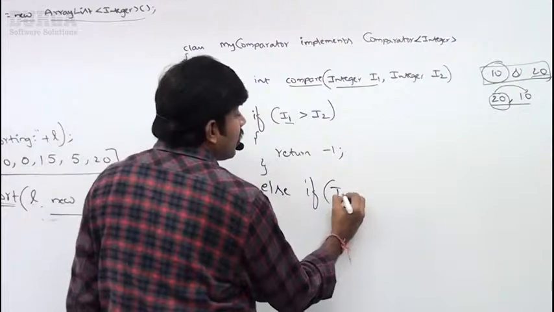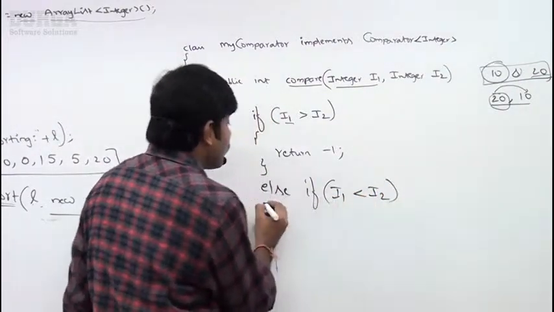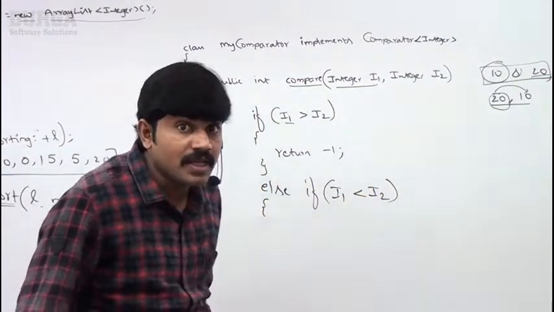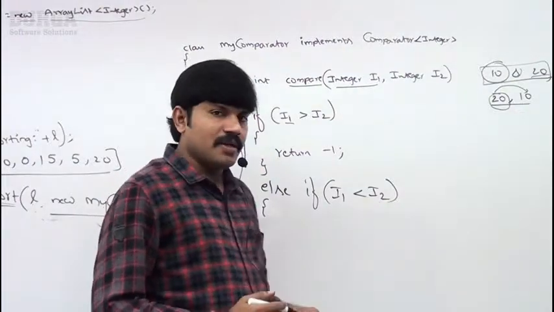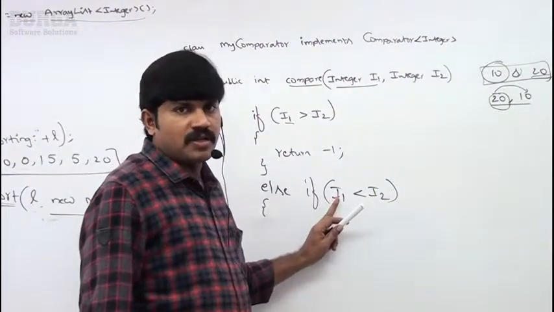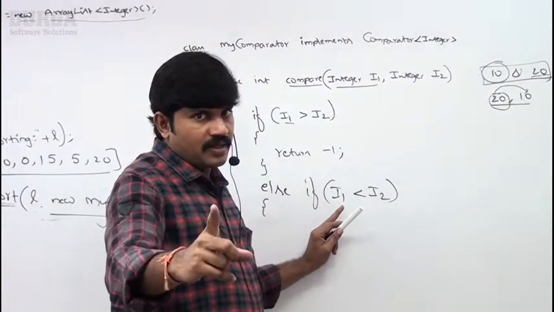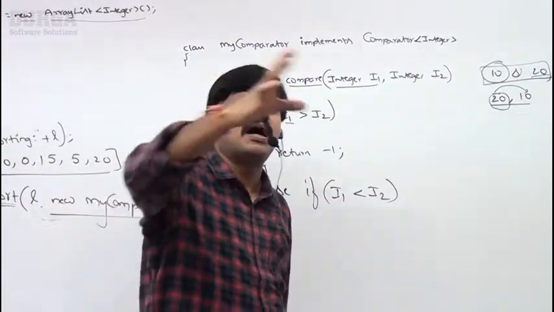Next, else if i1 is smaller than i2, what is the meaning of that? Sir, the first object is the smaller one. In descending order, the smaller object should come after.